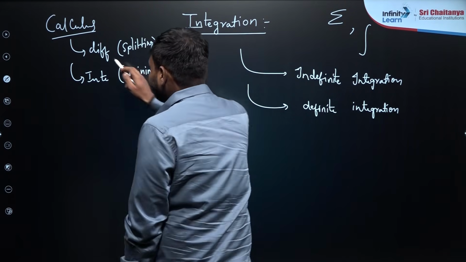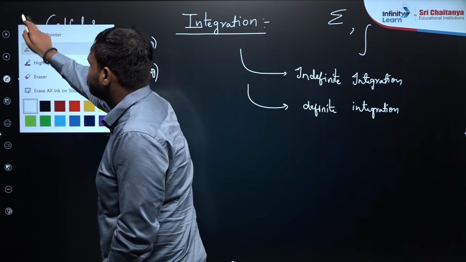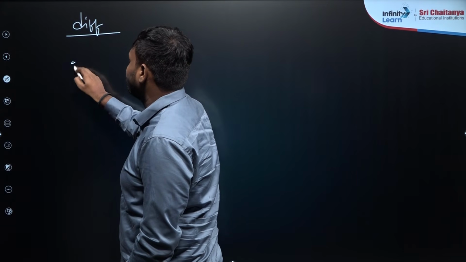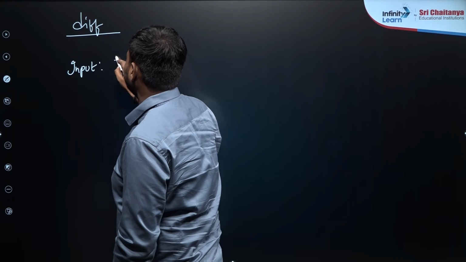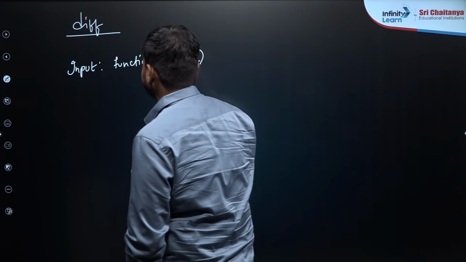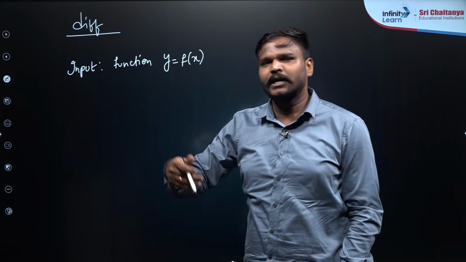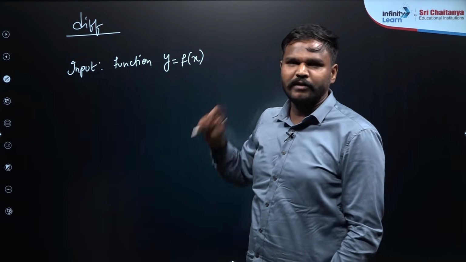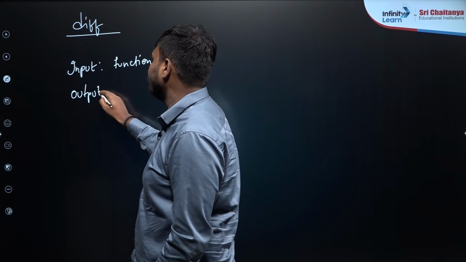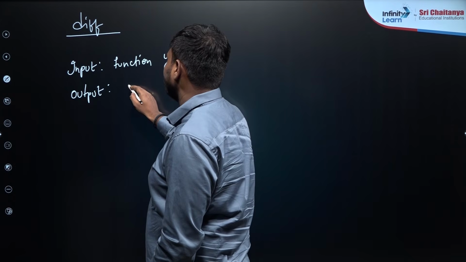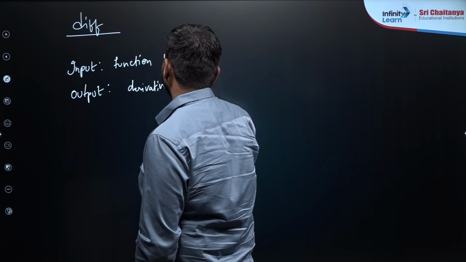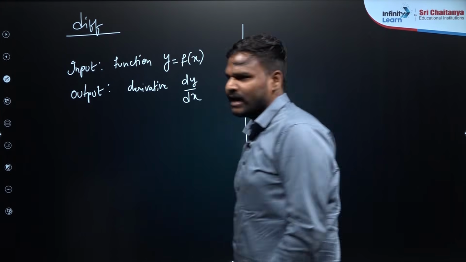Like in differentiation, your input will be a function, that is y is equal to f of x. Maybe algebra, maybe trigonometric, maybe any function where the dependent variable is y and the independent variable is x. And what is your output, sir? After you perform differentiation, what is the output that we are going to get? A derivative, that is the smallest piece, small change in y by small change in x.